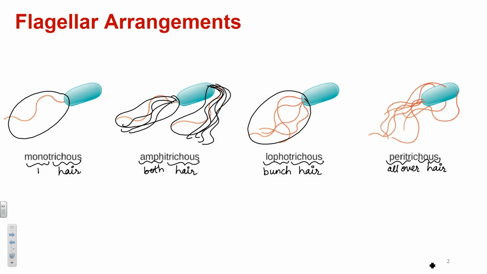Flagella is made up of proteins, and flagellar proteins known as H antigens are used to differentiate between some bacteria within the same species.